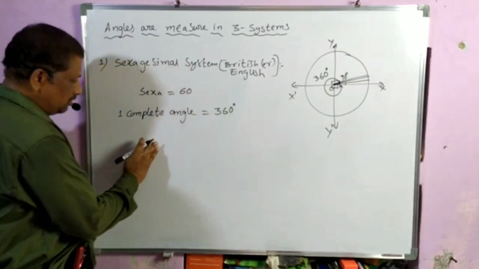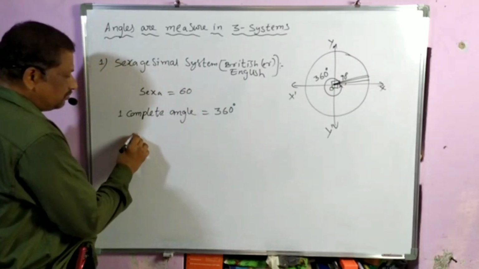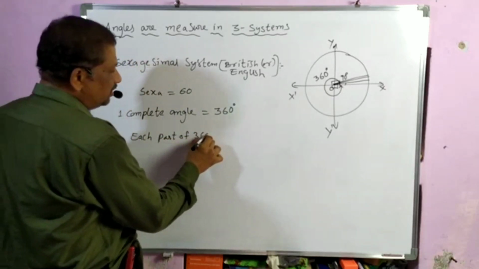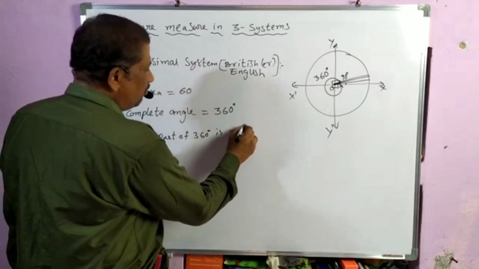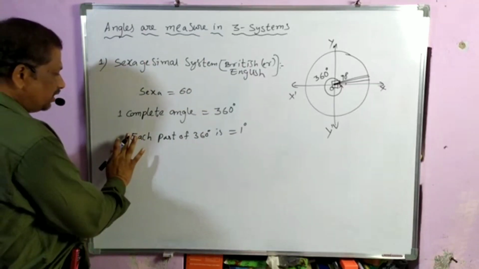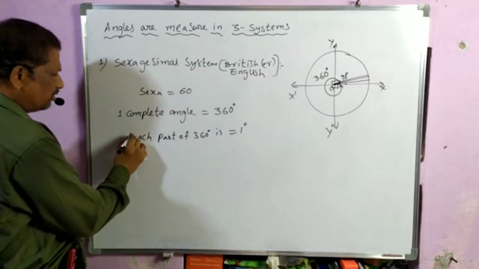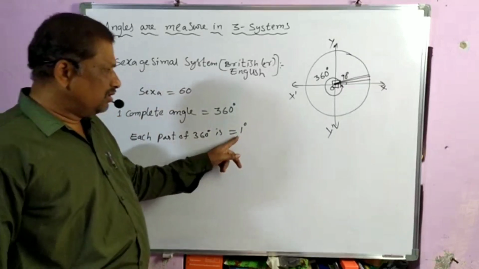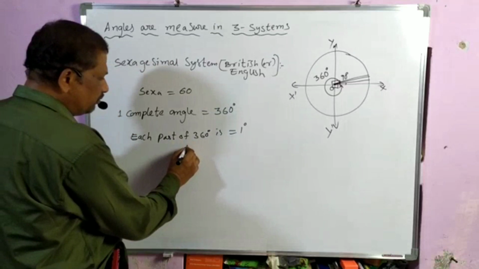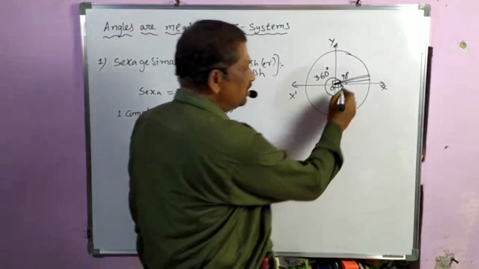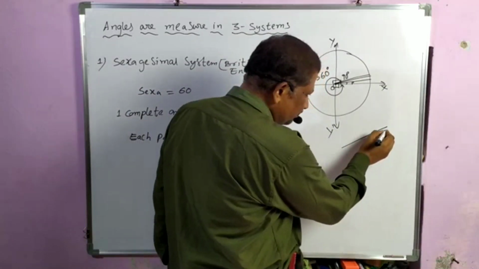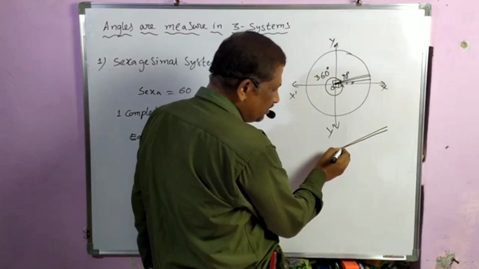Each part of 360 is equal to 1 degree. Each part is our smallest part. Total 360, each part is called 1 degree. 1 degree is further divided into 60 equal parts. This is 1 degree now. That is 1 degree itself, very small.